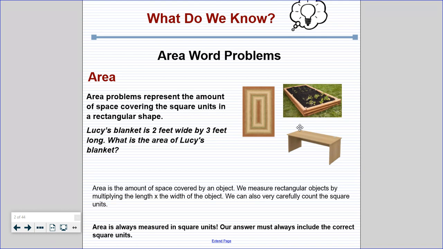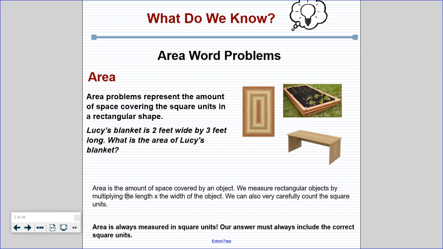I happen to be in my room right now recording this, and I could find the area of the top of my nightstand. I could find the area of the top of my dresser. I could even find the area of this laptop computer sitting in front of me because it is also in the shape of a rectangle.